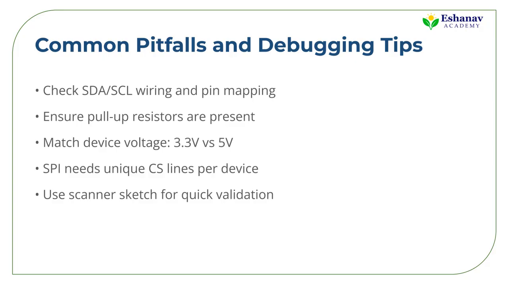On SPI, the classic mistake is forgetting unique chip select lines, which causes devices to clash on the bus. And when a device locks the I2C bus by holding SDA low, a quick reset usually fixes it. But in production, you'll want a recovery routine. Debugging always starts with the scanner sketch. If the device doesn't appear, focus on wiring and power before suspecting libraries.